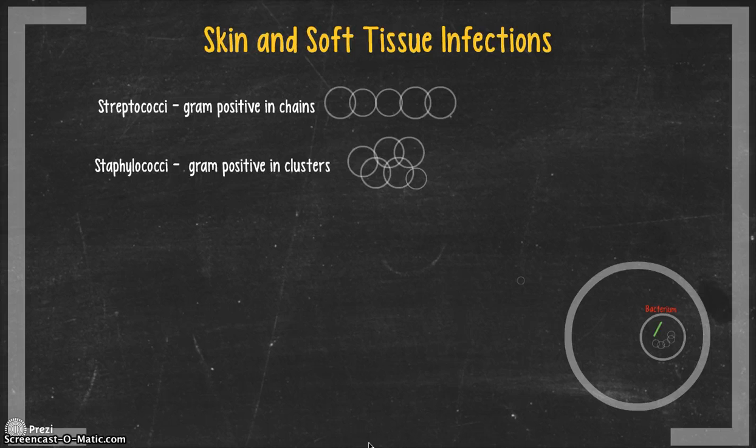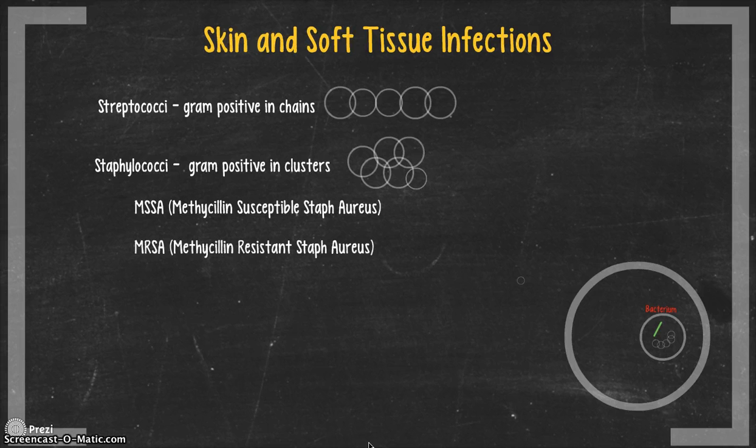There are 2 main types of staphylococci: methicillin-susceptible Staph aureus, which is susceptible to the effects of bacterial cell wall inhibitors like penicillins and cephalosporins, and methicillin-resistant Staph aureus, which is resistant to the penicillins and cell wall inhibitors.